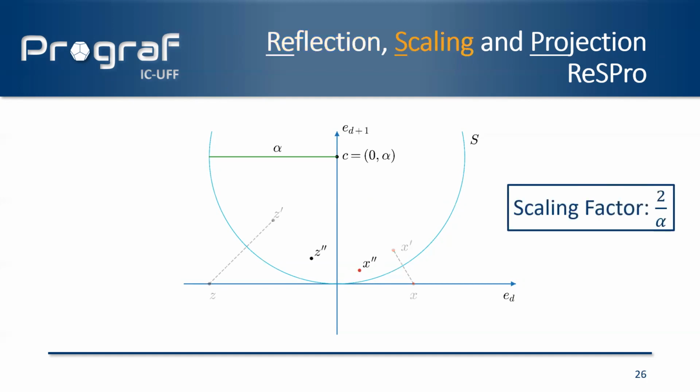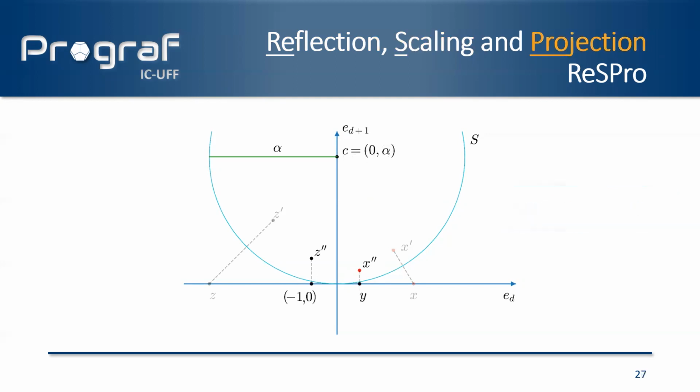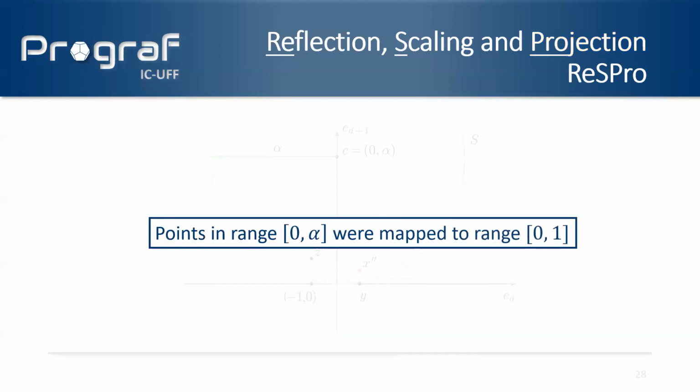Now let's use the scaling part. By scaling the vectors that encode the points by a factor of 2 over alpha, we have now Z double prime and X double prime. Finally, by projecting the points back to the original space, we notice that the point Z, which was originally at minus alpha, is now at -1, while X, that was at delta, is now at Y. Basically, points in the range between 0 and alpha were mapped to the range between 0 and 1.